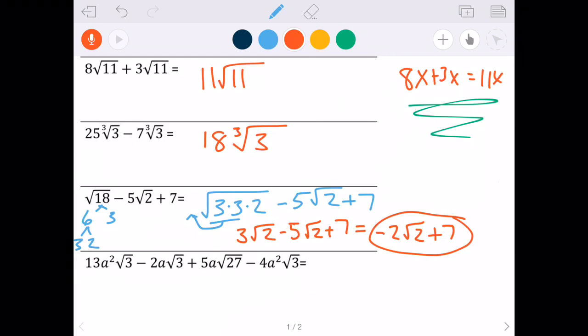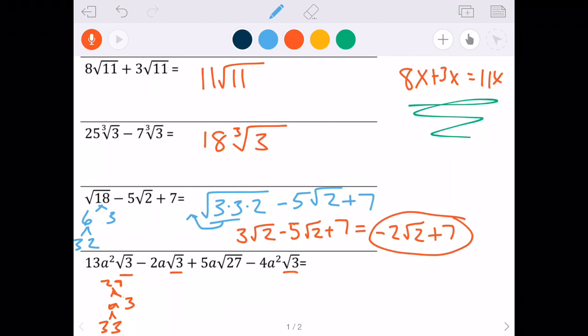Now the last addition and subtraction problem looks really bad because there are 4 different terms, but if you think about it, all these square root 3's are already simplified. So the only thing we really need to simplify right away is that 27 there. I'm going to do it over here. 27 is not in simplest radical form. You can break 27 down into 9 times 3, and then 9 breaks down into 3 times 3.